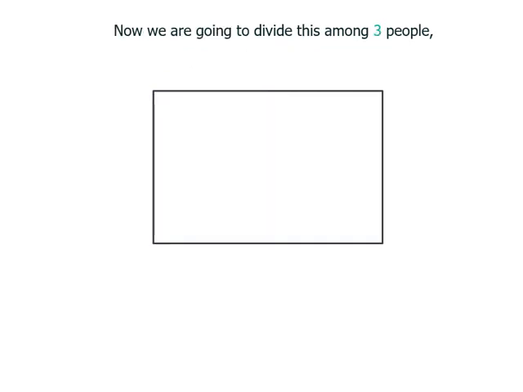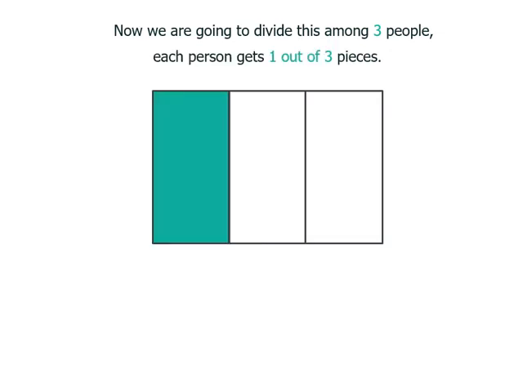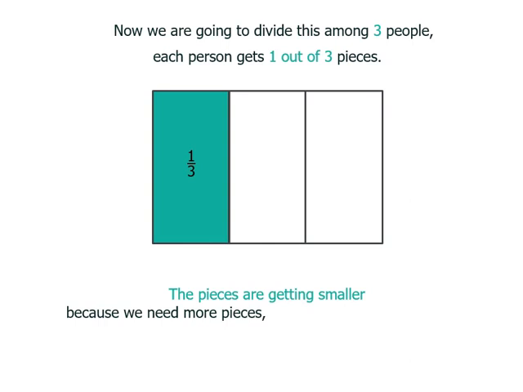Now let's say we divide it among three people. We have to cut it into three equal pieces, so the pieces are smaller. So each person gets one out of three pieces, which is one third. Because we need more pieces from the whole we started with. The amount we started with hasn't changed. We're just sharing it among more people.